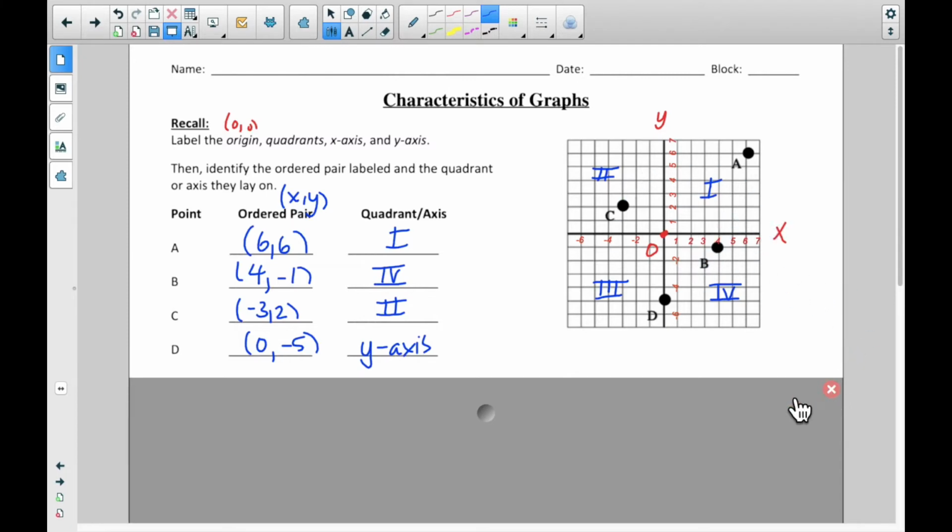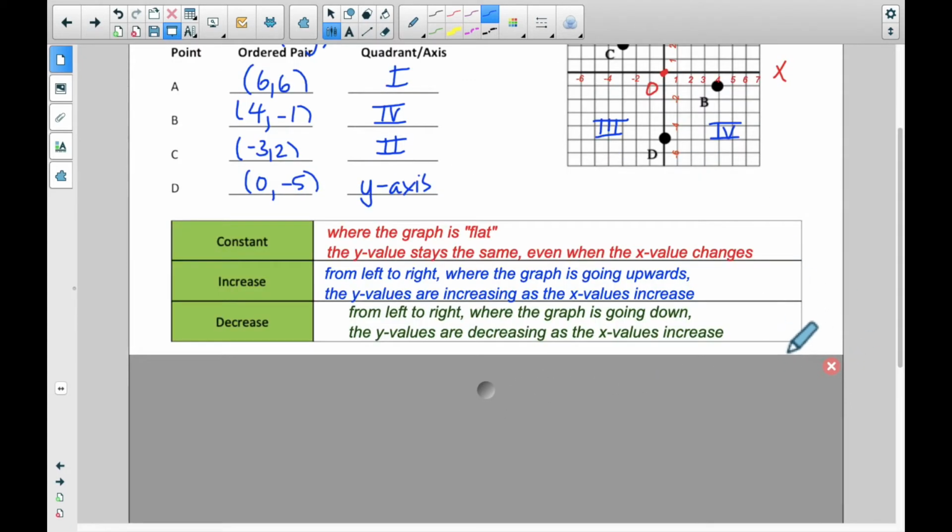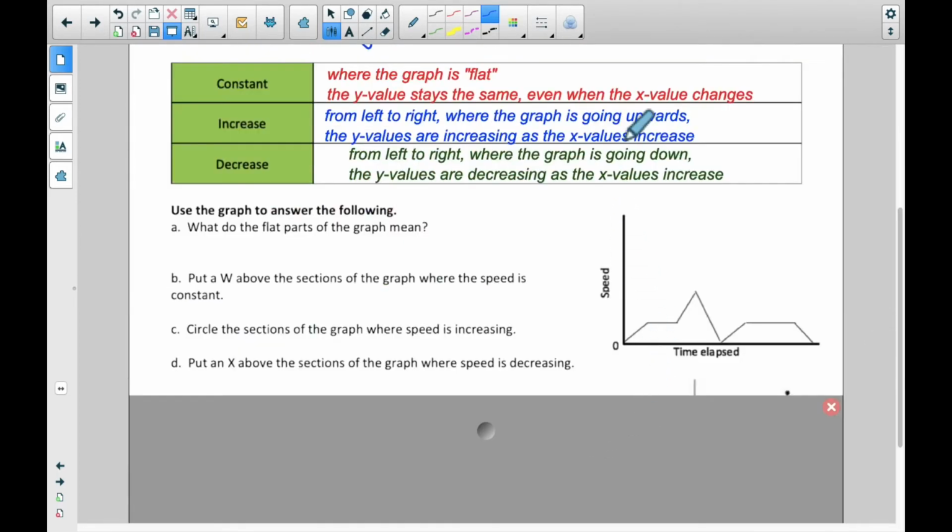Okay, then we have these terms, and these might be new terms to you: constant, increasing, and decreasing. Constant is where the graph is flat, and what is happening is the y value stays the same even when the x value changes, and we'll look at some examples on a graph. Increasing is where it's going upwards, and decreasing is where it's going downwards. You might want to pause the video here and write these definitions down. The next several questions are going to ask us about these terms.